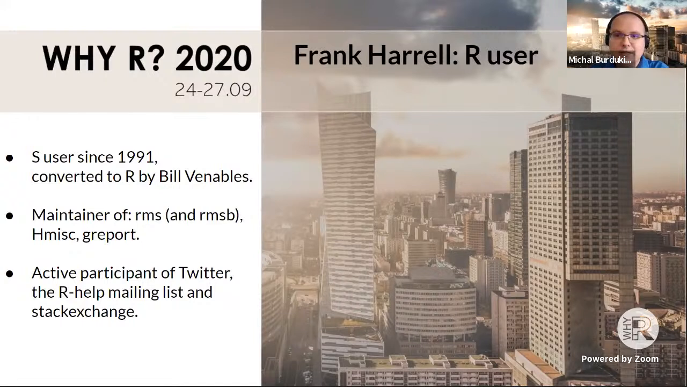And package Hmisc, which was, at least for me, kind of a discovery, because when I discovered functions converting outputs to LaTeX or the describe function from the Hmisc package, I really found out that working with R could be much easier than I was expecting.